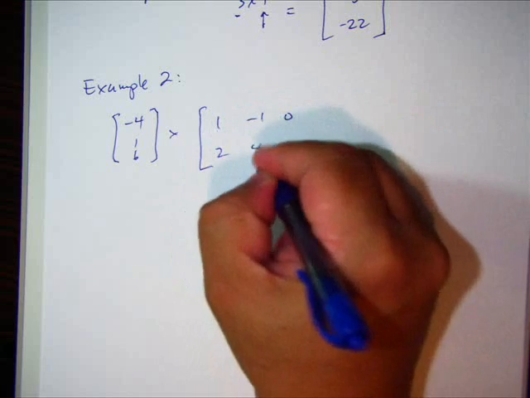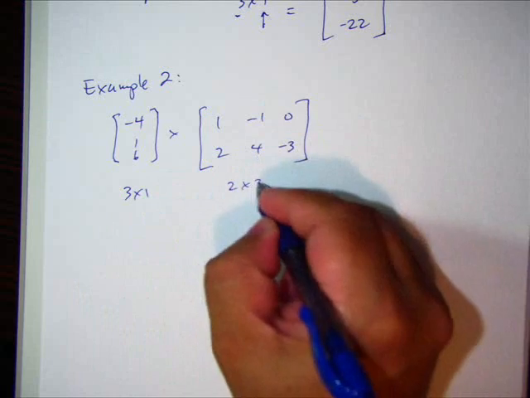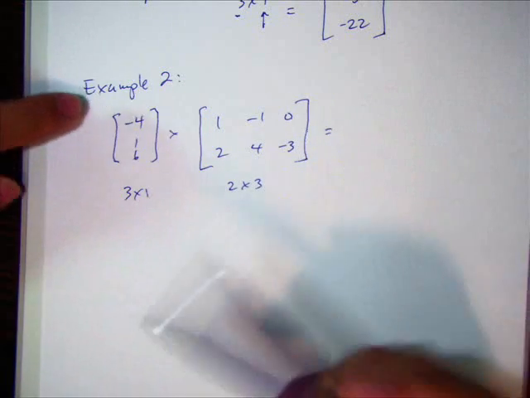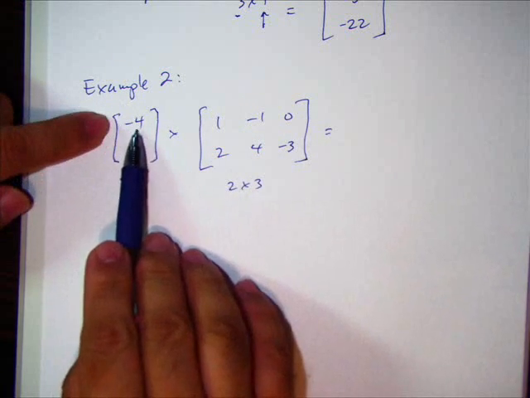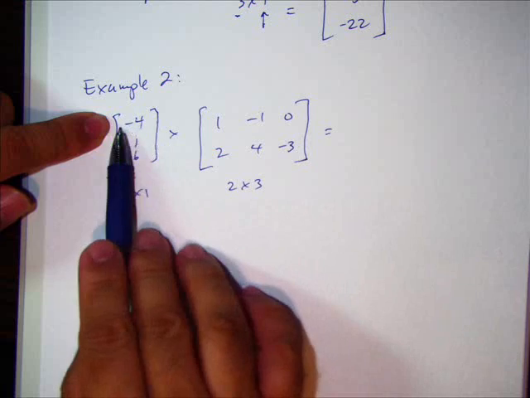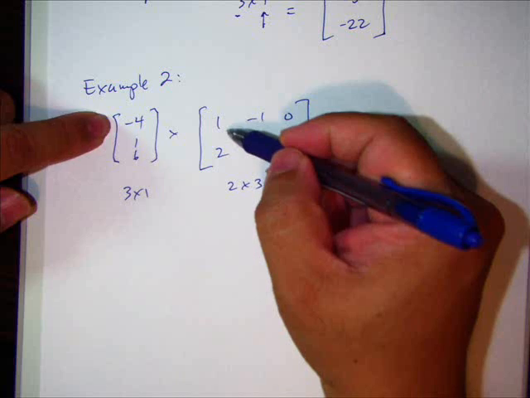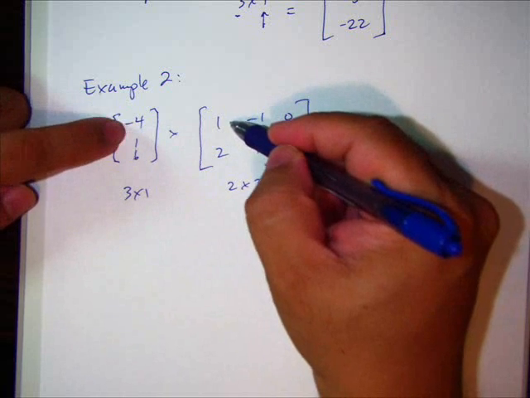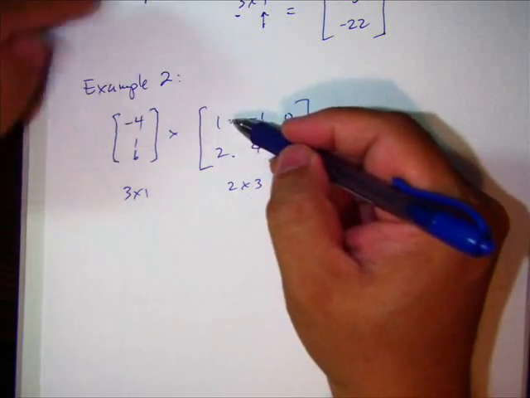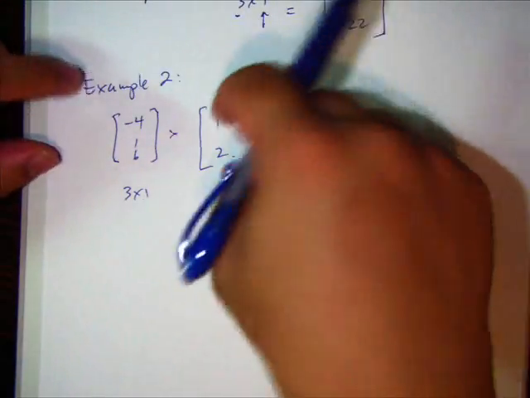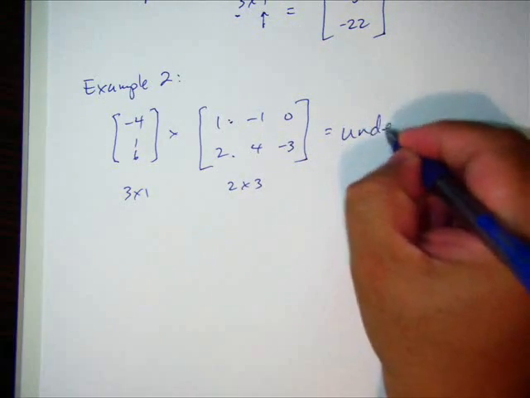This is a 3 by 1. This is a 2 by 3. And because of our definition, that should mean this row times the first column. Well, this row only has one number in it, and this column has 2 numbers in it. So I don't have things to line up. So that's the problem. The size of the row has to match up with the size of the column. So that's why I can't do the multiplication. So here we say it's undefined.